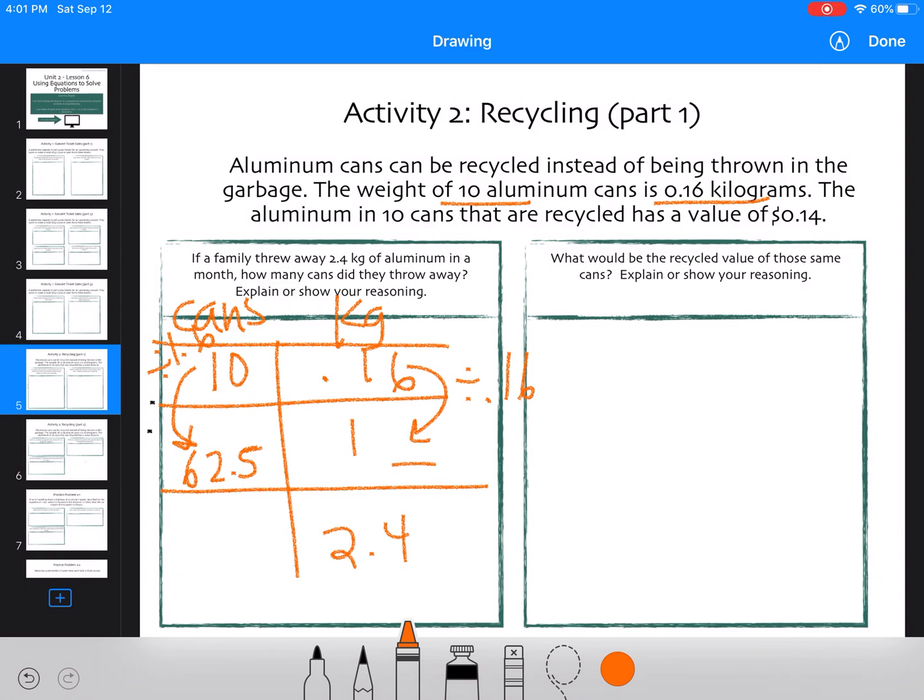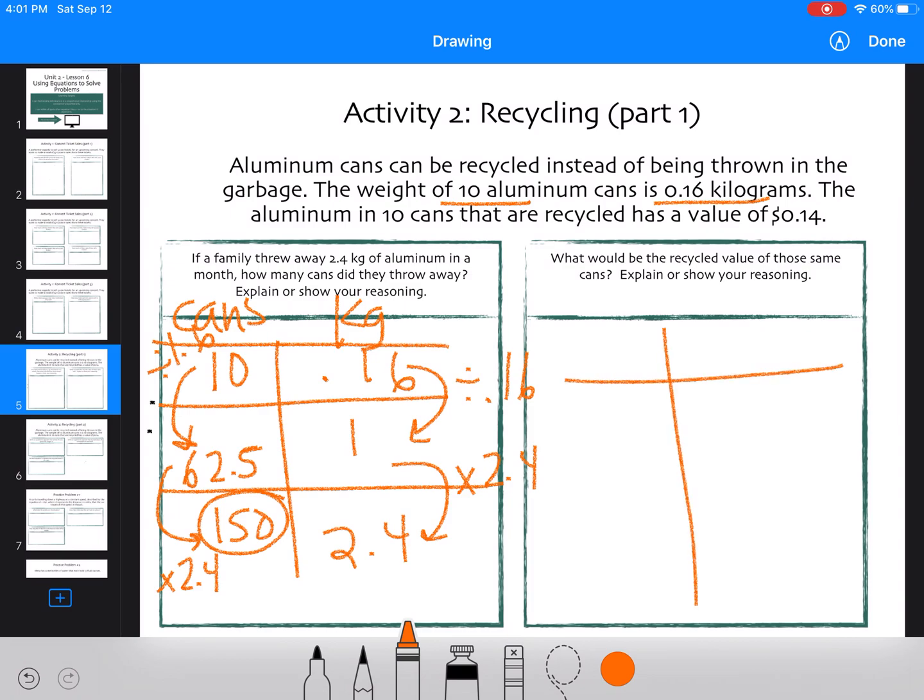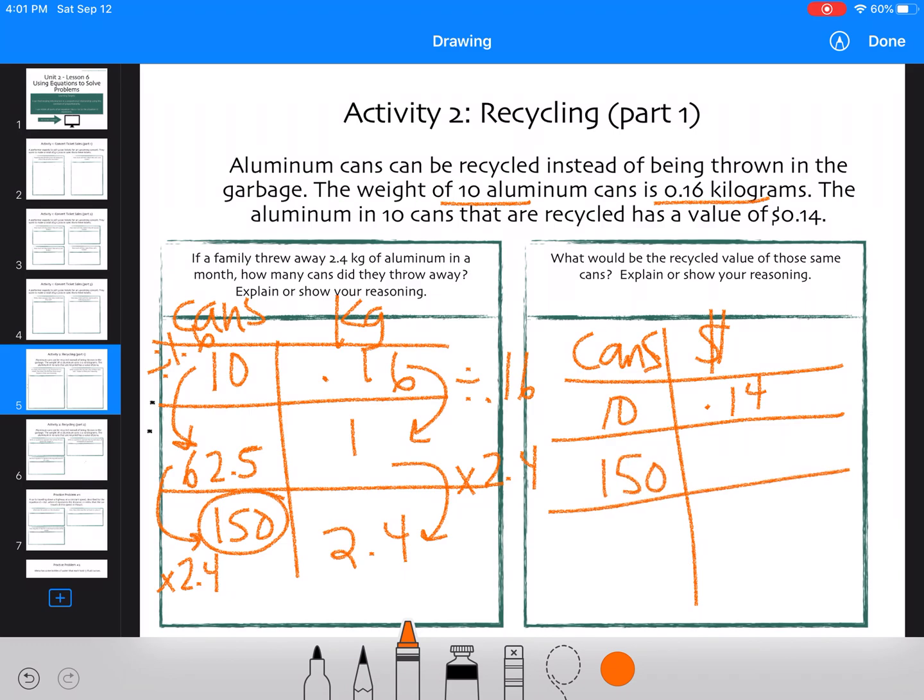So if I wanted to get from 1 to 2.4, I'm going to multiply by 2.4. Same thing on this side. And I get 150. So how many cans? 150 cans. What would be the recycled value? So now I know that I'm doing cans and money. I know 10 cans will give me 14 cents. So if I have 150 cans, what would that be?